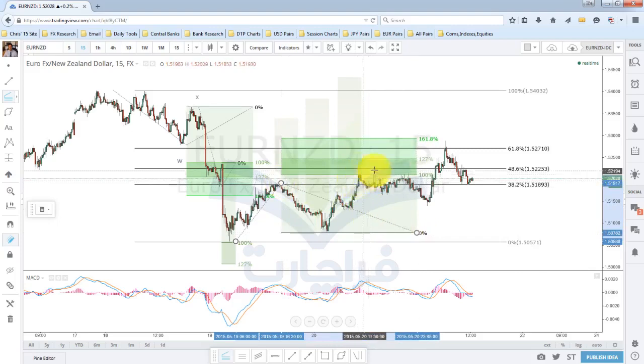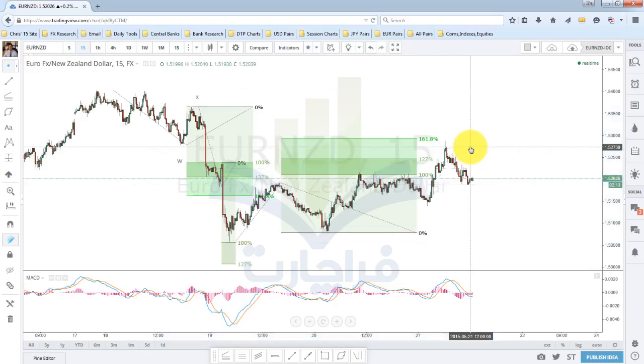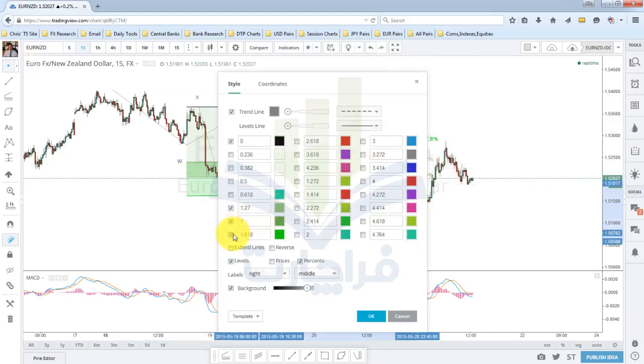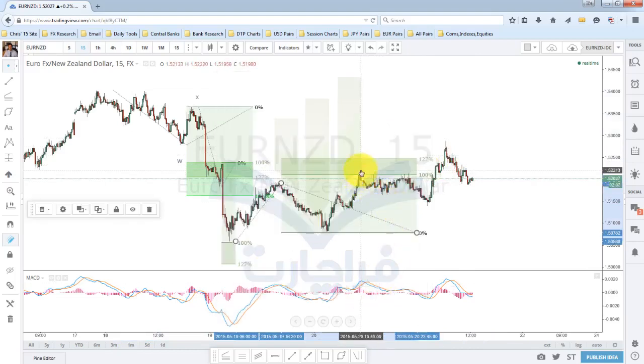see how the market moved? Oops, let me get rid of some of these lines so we can actually see this. And I'm going to get rid of that 1618 for now, just so we can see this clear. Equal legs. Right to the 100%, that's equal legs.